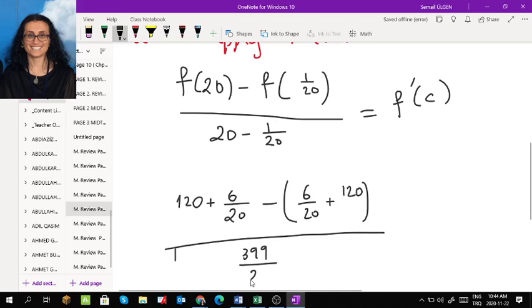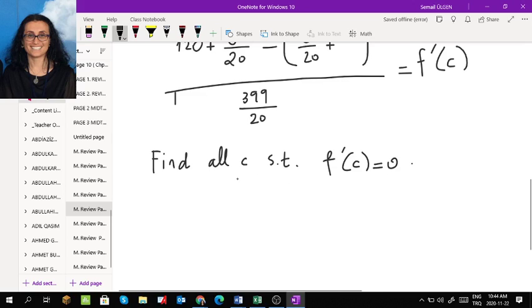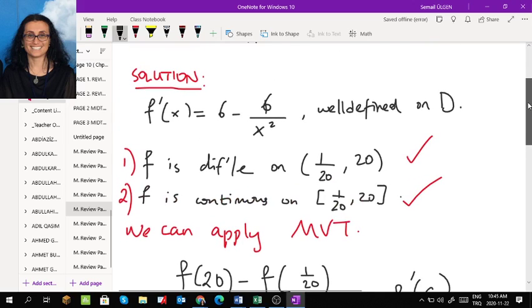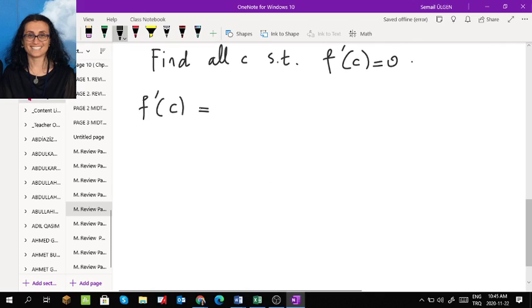They're asking about f prime of c, but the left side is 0. So we are going to find all c such that f prime at c is equal to 0. What is f prime of c? We took the derivative above, if you remember. It is 6 minus 6 over x squared. So let's write it in: 6 minus 6 over x squared. Equate this to 0.